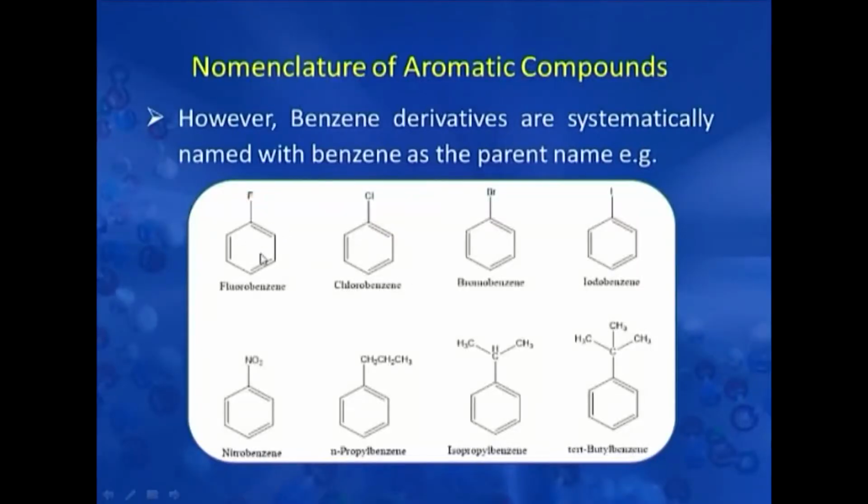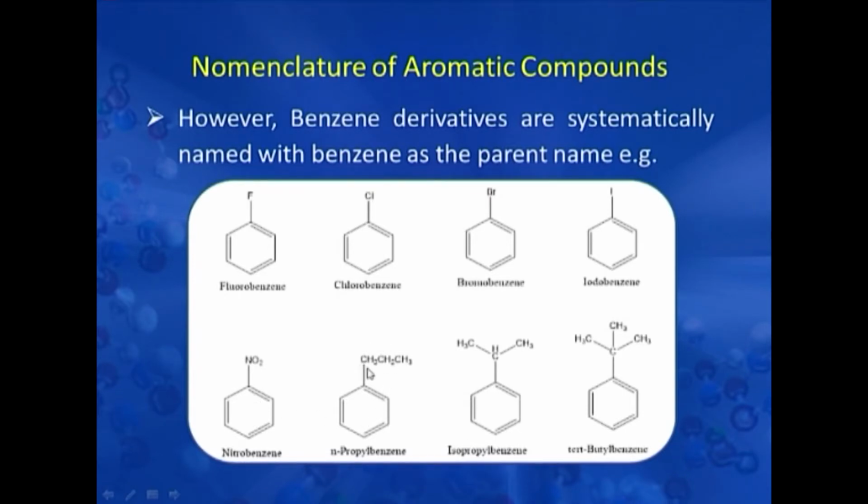However, benzene derivatives are systematically named with benzene as the parent name. For example, if there is a halogen atom on the aromatic ring, we call it halobenzene. If fluorine is there, fluorobenzene; chlorine, chlorobenzene; bromine, bromobenzene; iodine, iodobenzene. And if a nitro group is on the benzene ring, we call it nitrobenzene.